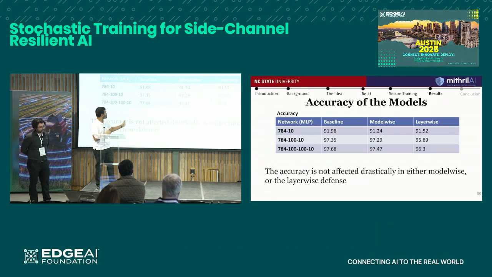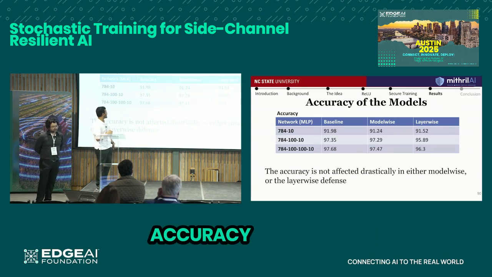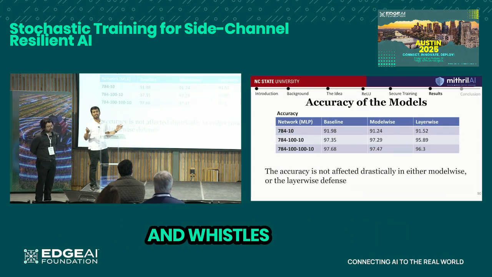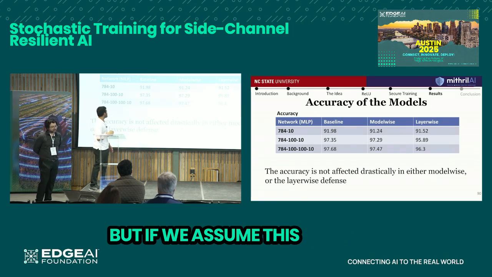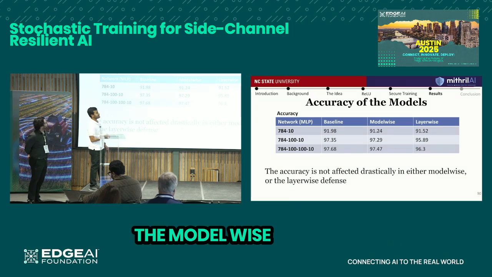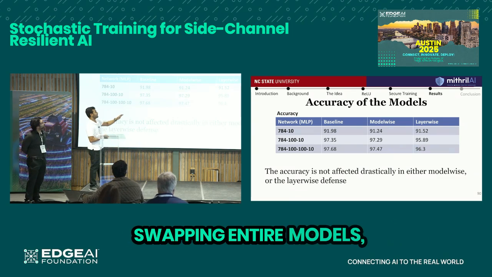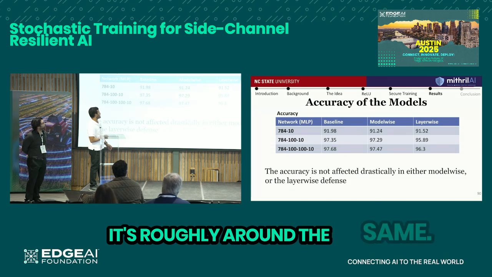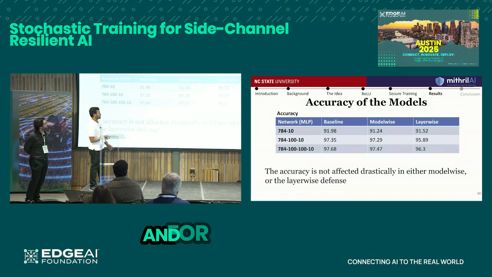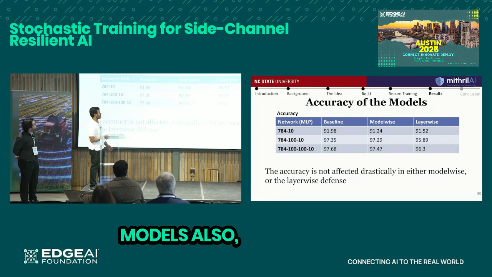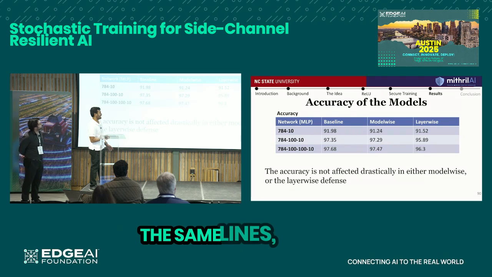And just some accuracy numbers. I did not use the bells and whistles and try to pump the accuracy all the way to 100%. But if we assume this baseline, the model-wise training, which is when I'm swapping entire models, it's roughly around the same. There's a slight decrease, but it's not too much. And for the layer-wise models also, this is around the same lines.